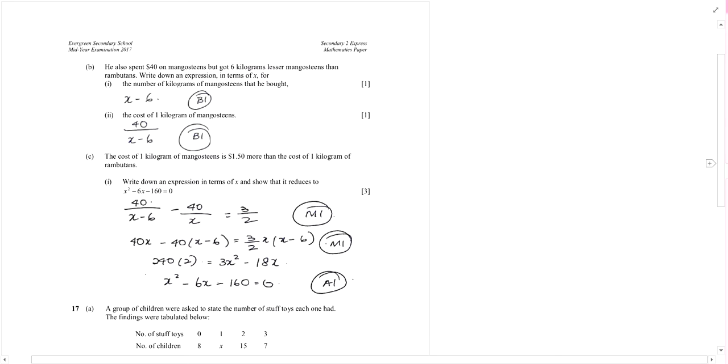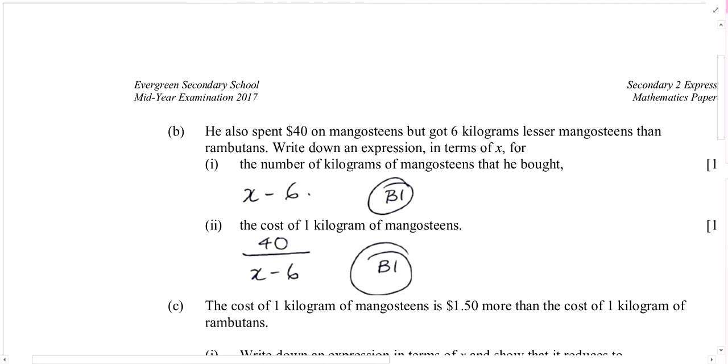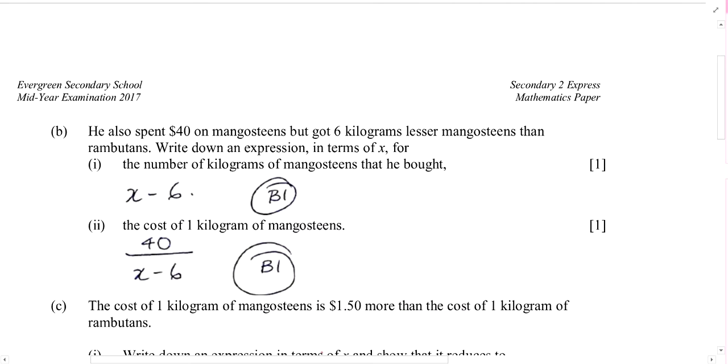Next problem sum. He spent $40 on mangosteen, but 6 kg less than rambutan. So if he bought x kg rambutan, then x minus 6 is the mass of mangosteens. So the cost is the same method.